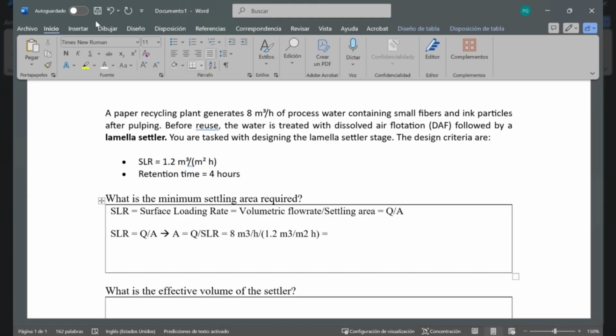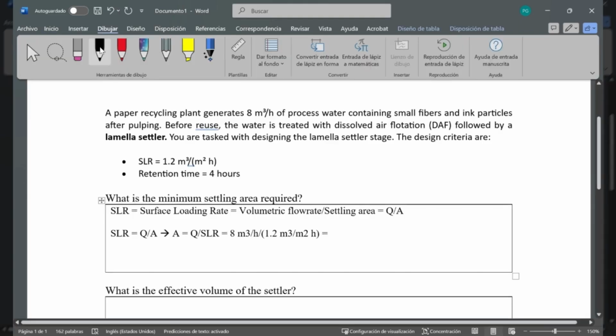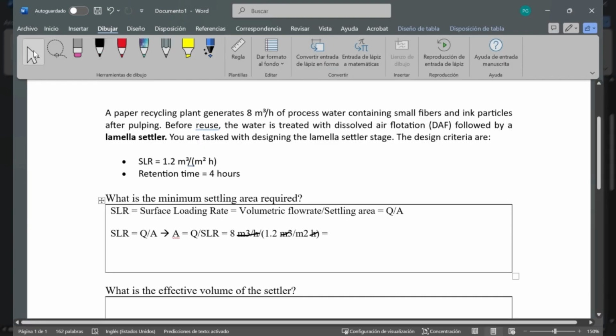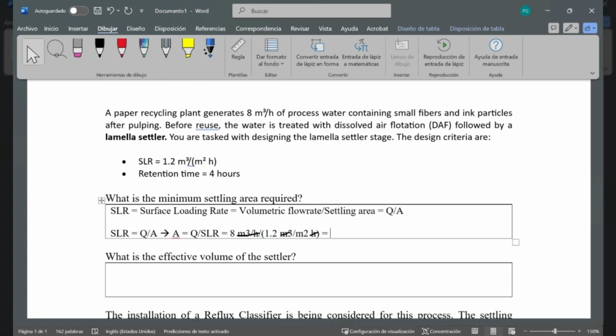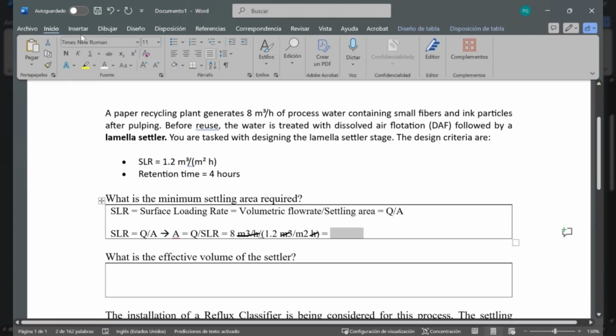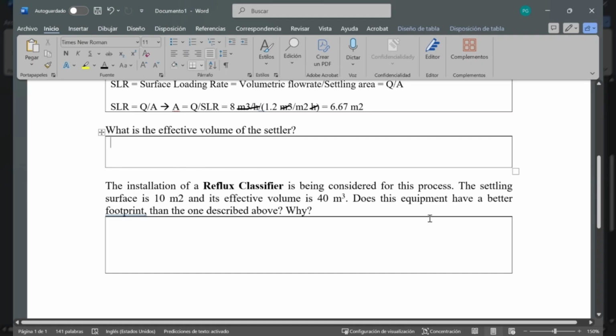Some of these are going to get cancelled out. The cubic meters per hour is going to get cancelled out with the cubic meters per hour. And so in this case, the answer is going to be, and I have it over here somewhere, hidden. The answer is, moving on to the second question.